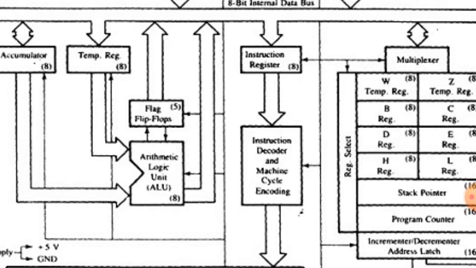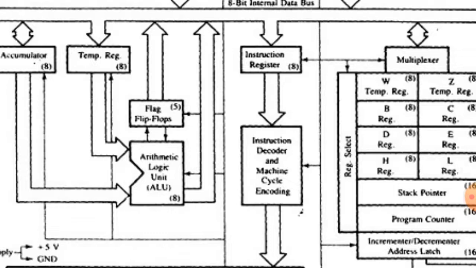Now the 5 flip-flops are: one is sign, that is S. Second is zero. Third is auxiliary carry, that is AC. In your additions you have an auxiliary carry. Next is parity, odd number of bits, and next is C, that is carry. So this is regarding these 5 sets of flip-flops. It has 5 flag flip-flops, meaning it can store 5 values of 0 or 1. And who gives the result in those flag flip-flops? Your accumulator.